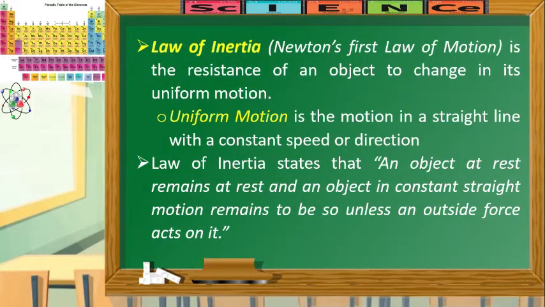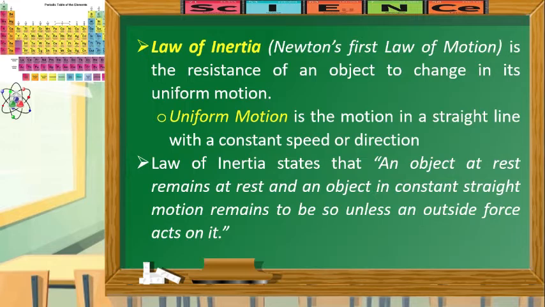Law of inertia, Newton's first law of motion, is the resistance of an object to change in its uniform motion. What is uniform motion? Uniform motion is the motion in a straight line with a constant speed or direction.